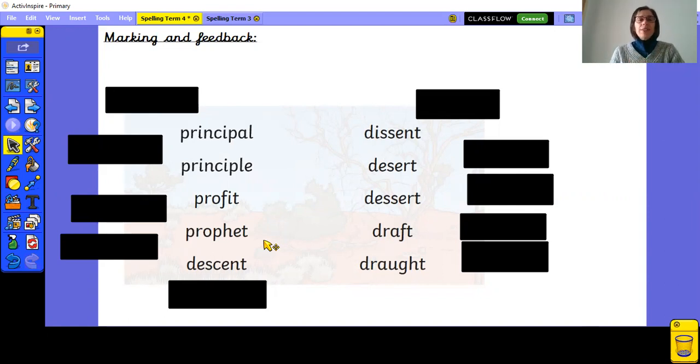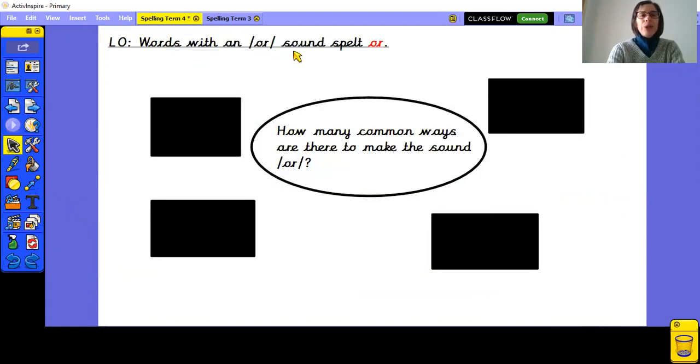Now, the good news is we're done for the moment with homophones and near homophones, and we're going to start a new lesson today, and we're going to explore the sound O, spelled O-O-R. So be ready. Maybe you need a pencil, a whiteboard, something to scribble on, and I will get you in a second.